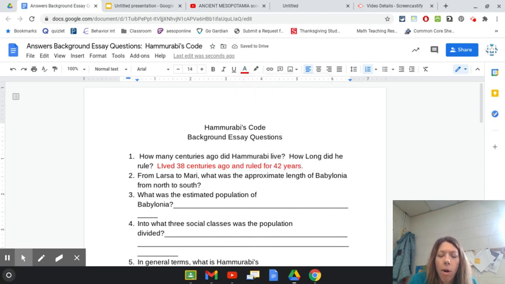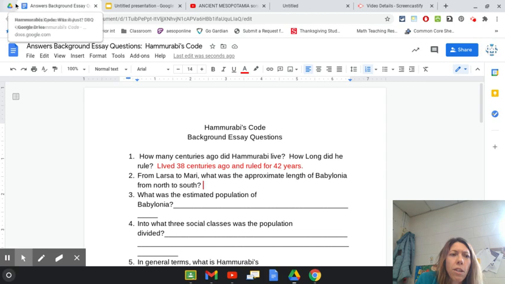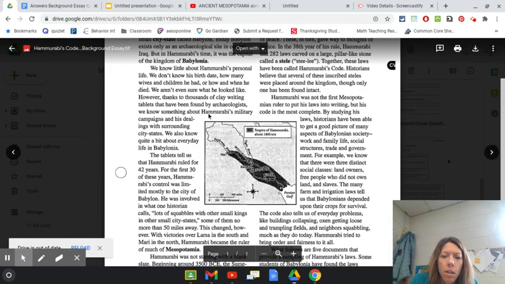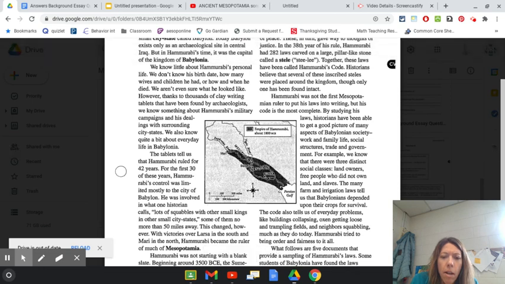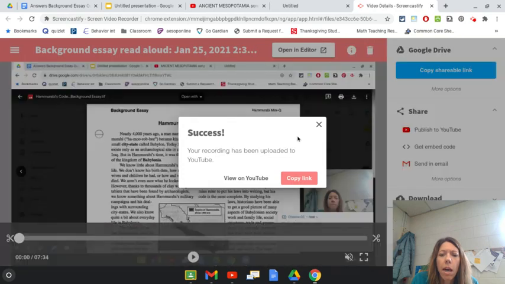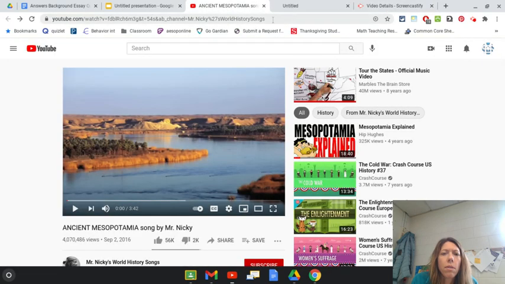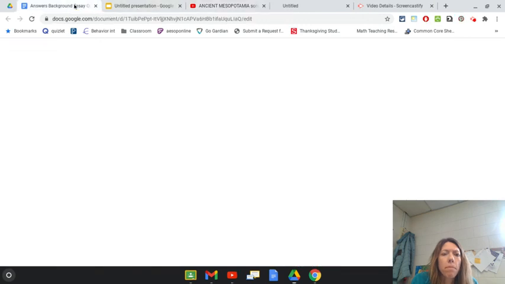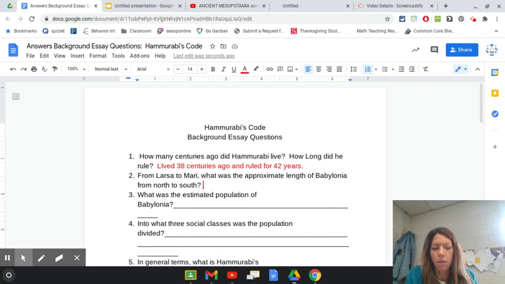From Larsa to Mari, what was the approximate length of Babylonia from north to south? Okay, for this one, boys and girls, you had to use the little chart right here. You had to take a little piece of paper, figure out how much it was from 0 to 200, and then measure along this distance. And if you did that, you should have been getting about 350 miles. Now if you don't have that exactly, that was more of a practice of using a scale on the map. And if you don't have that exactly, that's okay. But go ahead and fix it up.